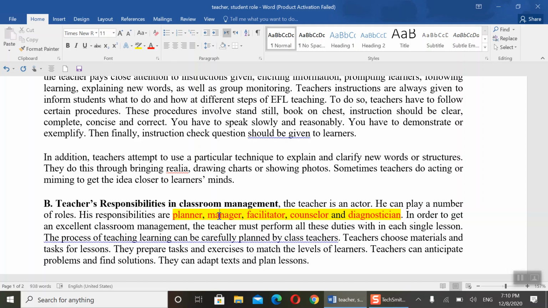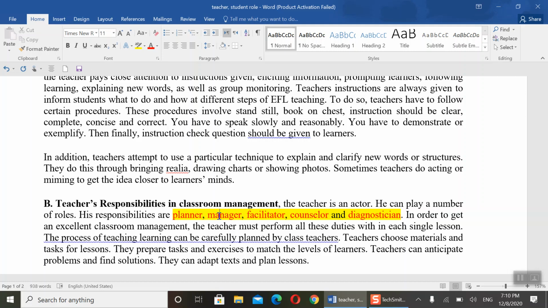So you have to be a facilitator, a counselor. You have to counsel everything. Counselor, advisor. You advise your students. You tell them this is wrong, this is right. You have to do this, you have to do this. You are good students, you are not good. You have to develop yourself and do everything.